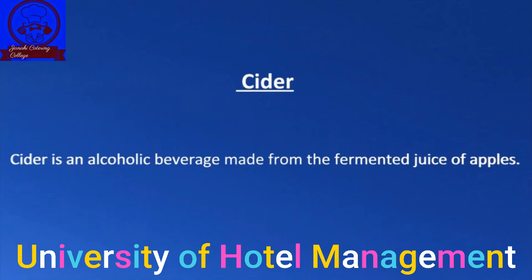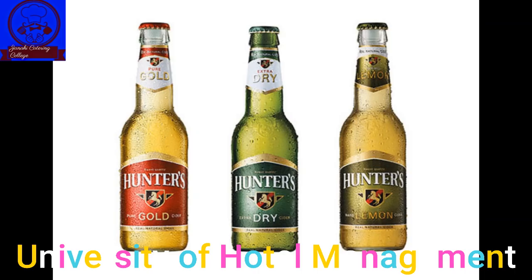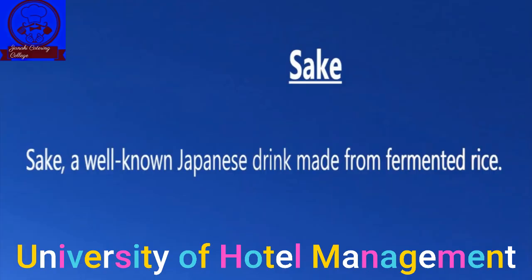Cider. Cider is an alcoholic beverage made from the fermented juice of apples. Sake. Sake is a well-known Japanese drink made from fermented rice.